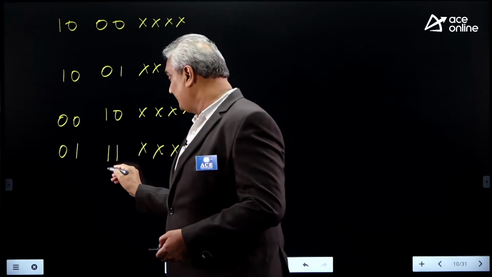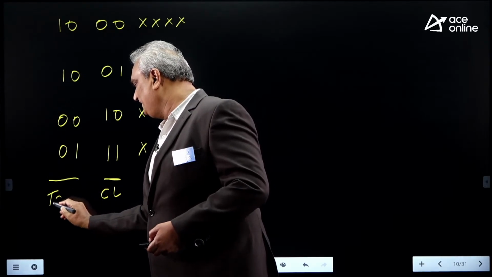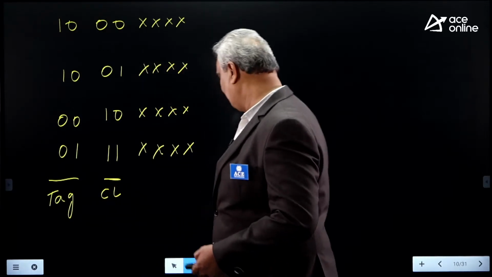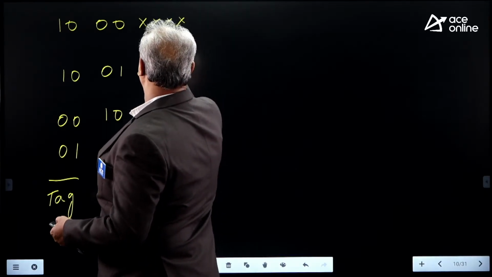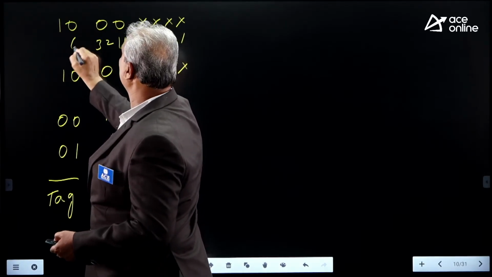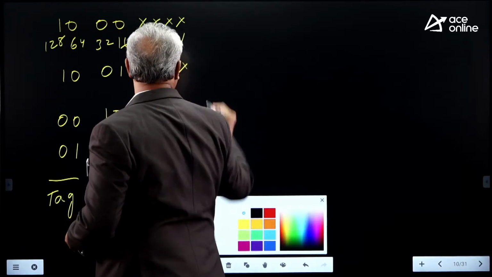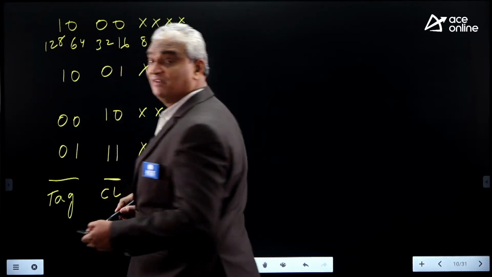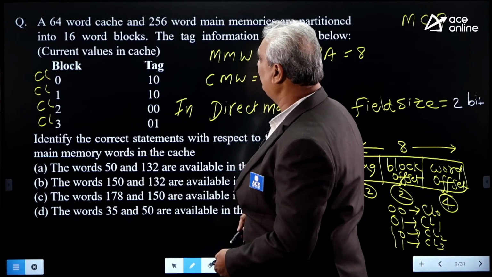Here, what about this one? It tells CL, it tells tag with respect to tag. For that, what about the decimal value for these? Here, 1, 2, 4, 8, 16, 32, 64, 128. Now look here, it is nothing but the decimal value computation order. In this, you remember one more point.